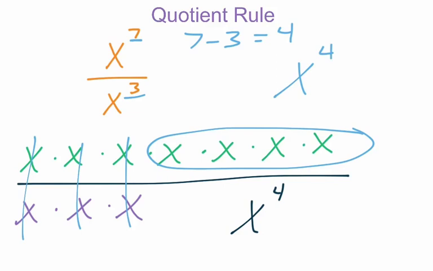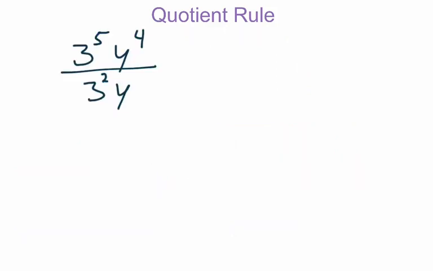All right, let's look at some more complex examples here. So now we've got variables, and we've got some other values in the terms here: 3 to the 5th power, y to the 4th, divided by 3 squared y. All right, well, what's this look like? I'm basically going to look at my term.